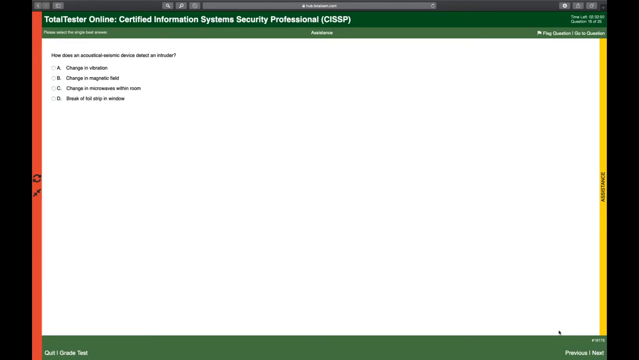All right, 16. How does an acoustical seismic device detect an intruder? I'm ready. Anyone else? Yeah, I'm ready too. All right, go for it. It's A. Logically, it should be A, because acoustic sound is always a vibration. I grew up in California, so with earthquakes, we have the seismic reader. I could tell you how big the earthquake was. I didn't actually know what that device was, but when I saw acoustic, I was like, yep, that's vibration. Basic science. All right, 17.